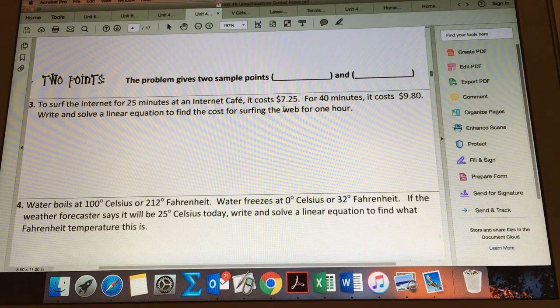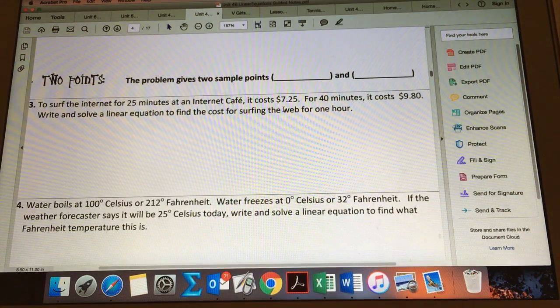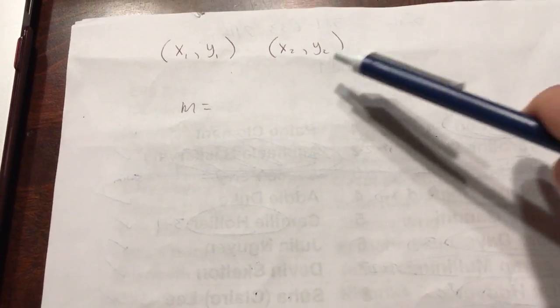Now guys, does anyone remember how to come up with an equation for a line when you're given 2 sample points? We went over this on the activity that you guys did for homework on Friday. When you have 2 sample points like this, remember what you have to do first is come up with your slope, m.